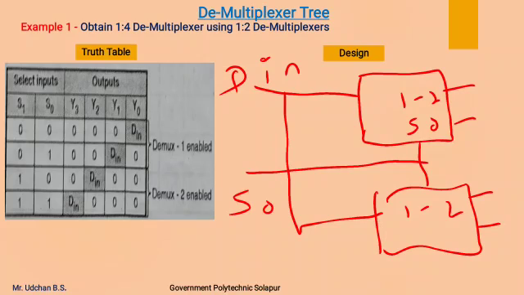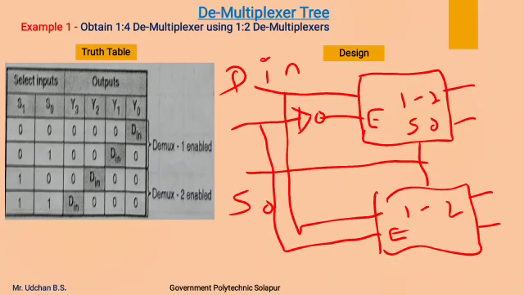Now to have the second select line, we are connecting the enable input terminals of both the demultiplexers, the first through a NOT gate. I will make a correction. So for the first it is given through a NOT gate, and for the second it is connected directly to the enable input terminal of the demultiplexer. This will form the select line S1.